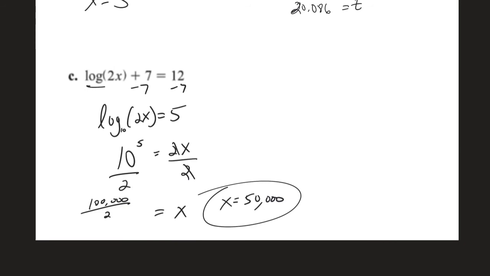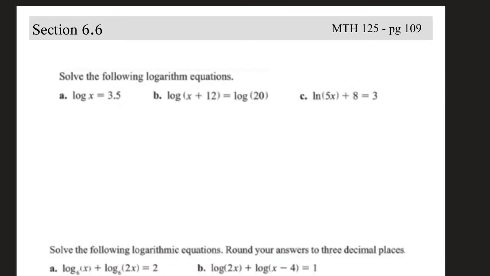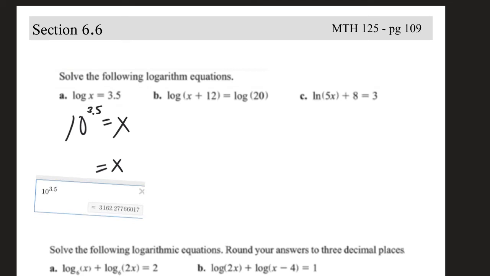Okay, let's go to the next page. Solve the following log equations. A is pretty simple. Your log's isolated, so we're just going to change that to exponential form. 10 to the power of 3.5 equals x. If I put 10 raised to the power of 3.5 in the calculator, it's going to give me 3,162.28.